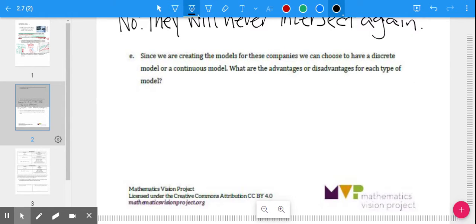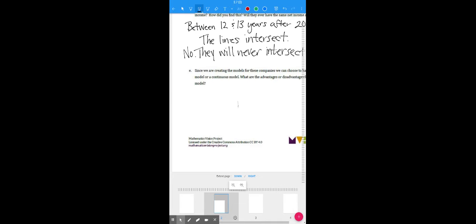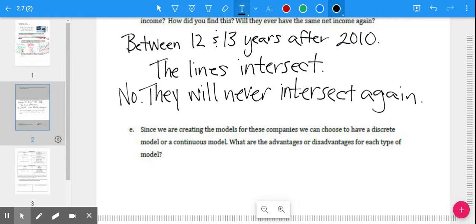So then the next one says, since we are creating models for these companies, can we choose to have a discrete model or a continuous model? Now, I connected my lines on the front to show you guys where they connect or where they meet. But this is a little bit of a situation. Now, most companies don't measure their profit or their net income until the end. So that would make it a discrete model.